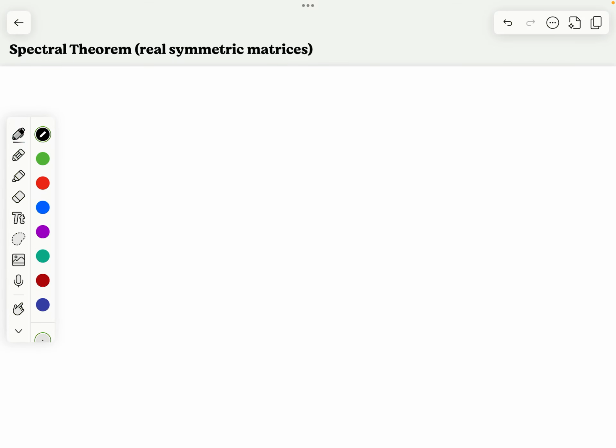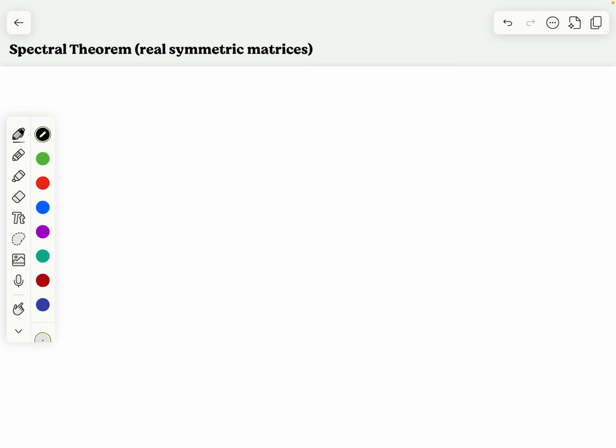Hello, in this video we're going to talk about the spectral theorem. There are many versions of the spectral theorem, but for us we will talk about the spectral theorem for real symmetric matrices. So these are symmetric matrices with real entries. There are also versions for matrices with complex entries, but that's a bit more advanced, and we're just going to stick to matrices with real entries, which is what we've done throughout this series of lectures.